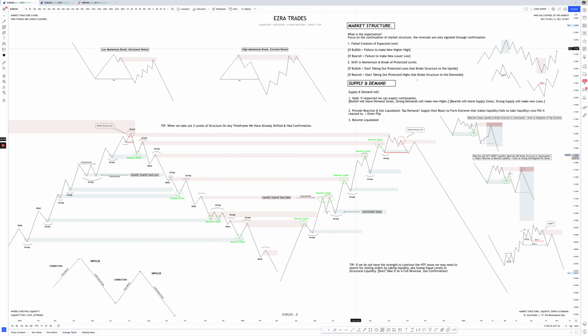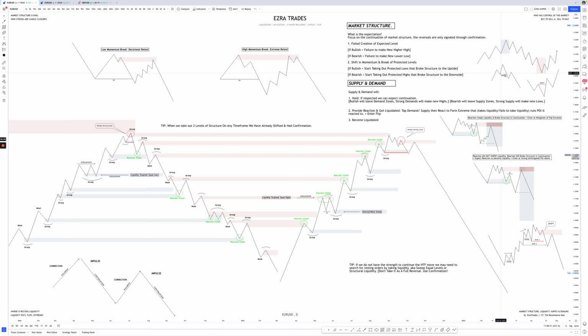So two ways that you can, let's say, start counting when market structure is beginning to fail and shift, right? When we fail to make the expected level, so if we're bullish, when we fail to make a new higher high, right? Or when we're bearish, when we fail to make a new lower low, that's one, right? And then two, the shift in momentum and break of protected levels, like this, right? Remember, this is responsible for what? Breaking structure to the upside, creating a new higher high.